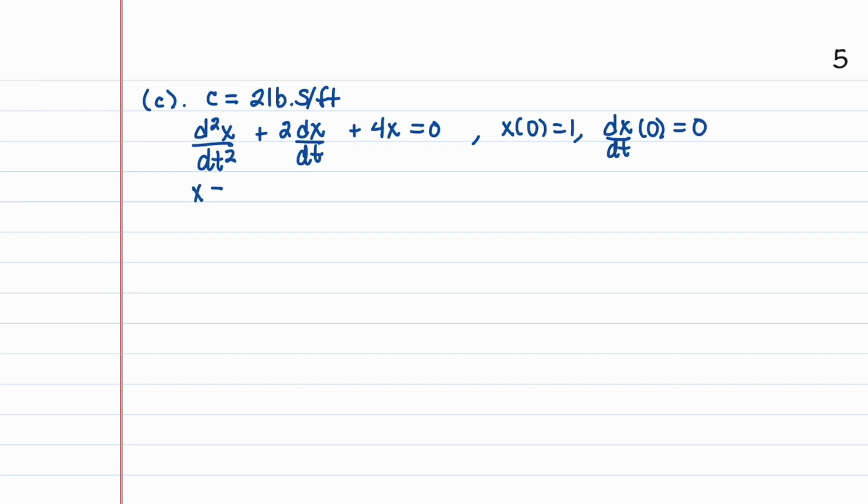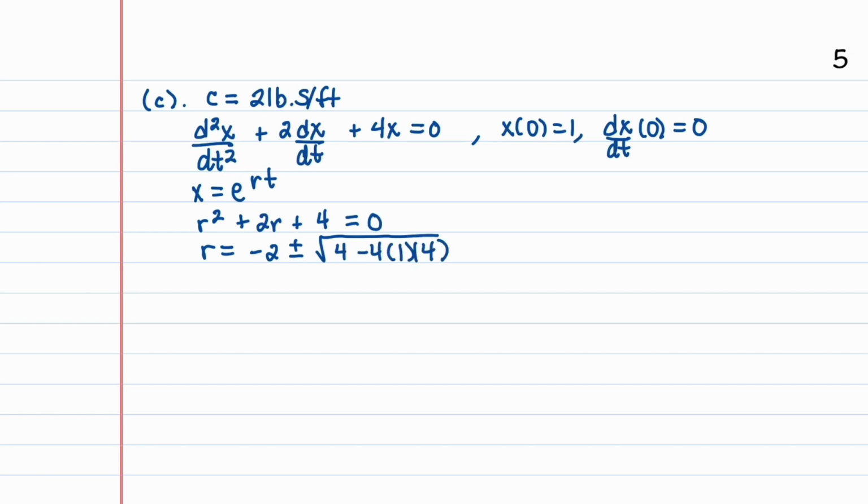We let x be equal to e to the rt, plug that in, and then we get the characteristic equation r squared plus 2r plus 4 is equal to 0. We can't easily factor this equation, so we're going to use the quadratic formula, and we get that r is equal to minus b, so that's minus 2, plus or minus the square root of b squared, so that's 4, minus 4 times a, which is 1, and then 4. And we divide this by 2a, which is 2.